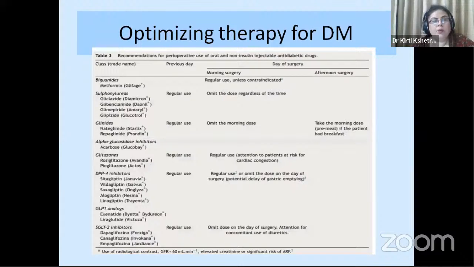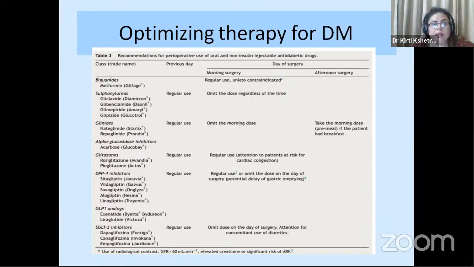Now, optimizing the treatment preoperatively, oral antidiabetics. The pharmacological part will be discussed by Dr. Jatin Lal. I would come down to optimizing the therapy of oral hypoglycemics in the preoperative period. First of all, biguanides, metformin. There has been a long debate, but now it is quite clear that it can be continued on the day of surgery without much chance of an adverse effect, but has to be discontinued in patients with renal failure who have a GFR of less than 60 ml per minute or an elevated creatinine level, or if they have had some iodine-based dye injected.